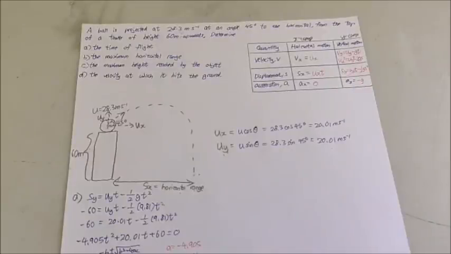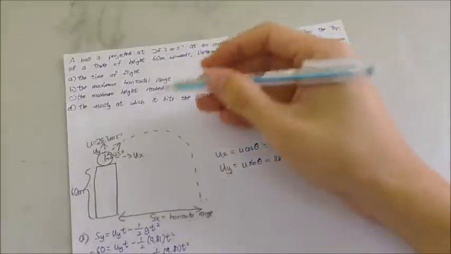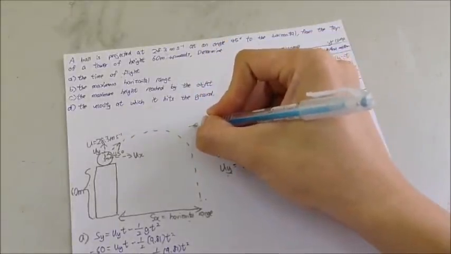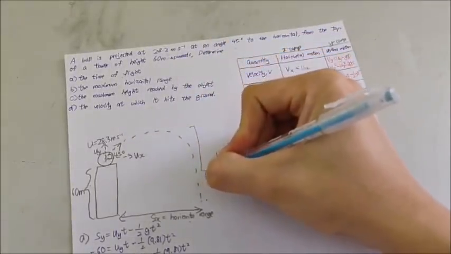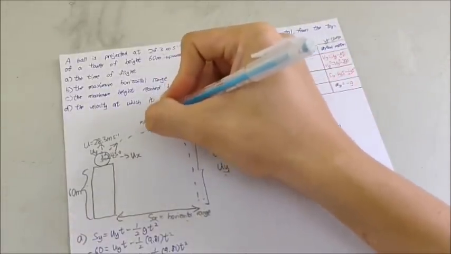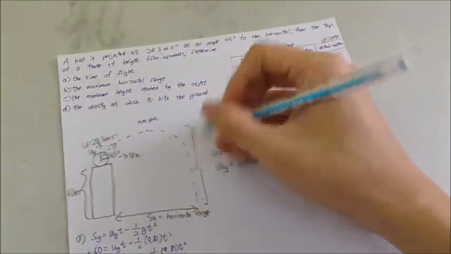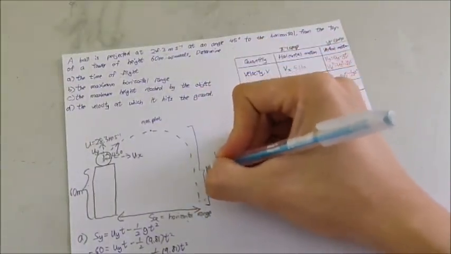All right, going to part C. What is the maximum height reached by the object? So basically, what is the maximum height? The maximum height is basically referring to here, right? This is the maximum point. The maximum point for the ball to the ground, right? So this, I give a symbol, big H.